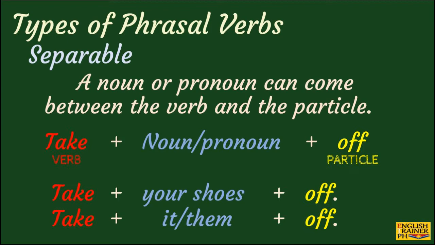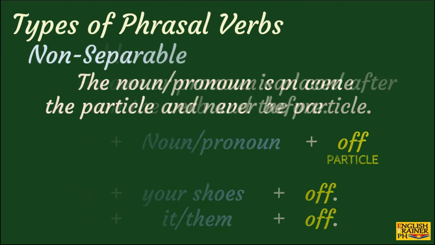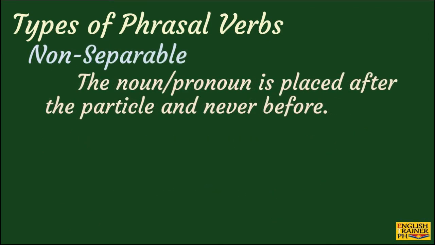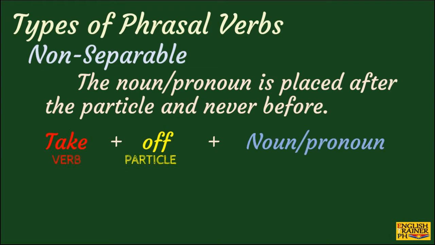However, we cannot use the pronoun in this case because it will sound very strange. Take off it, take off them. The meaning does not coincide with the format of your sentence. But if we take a look at non-separable phrasal verbs, you will see we are using the same phrasal verb take off, but the meaning now is different from the previous example because the previous example means to remove, while this phrasal verb means to depart or to leave.